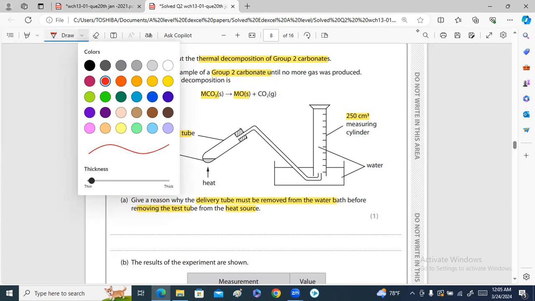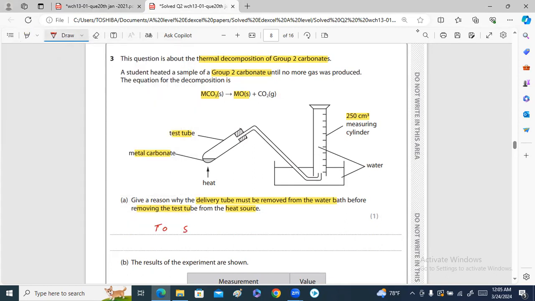So we can say, to stop the suck back problem, or we can say that cold water rushes in a hot test tube and may crack. So this is the reason.